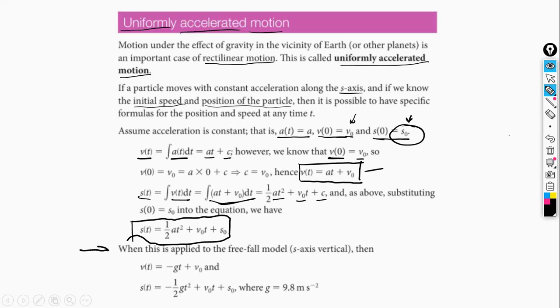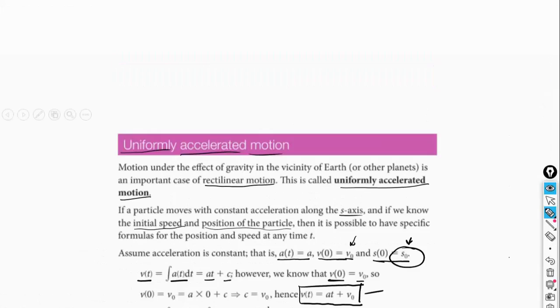Then there's the case when this is applied to free fall, where we know that the acceleration is the force of gravity, which is 9.8 meters per second squared. And we can see that it's a simple substitution for a, substituting it for g, which again is the acceleration due to the effect of Earth's gravity.